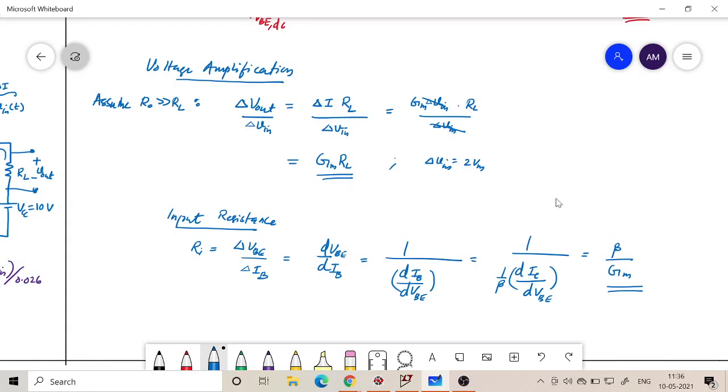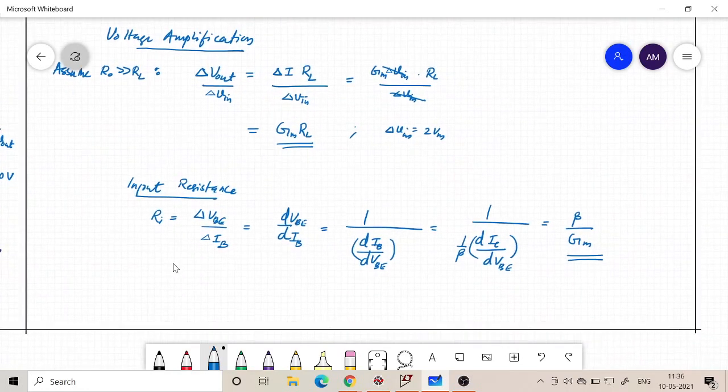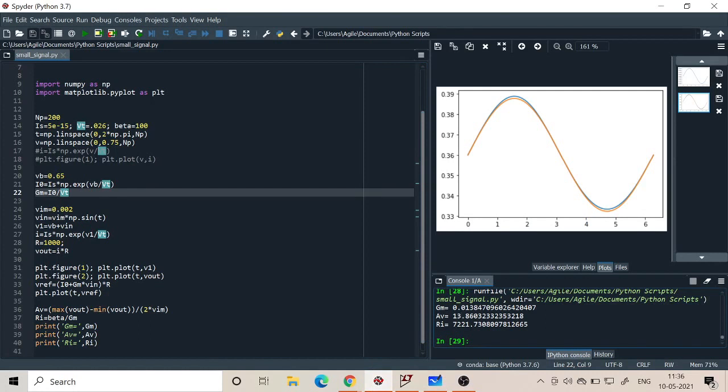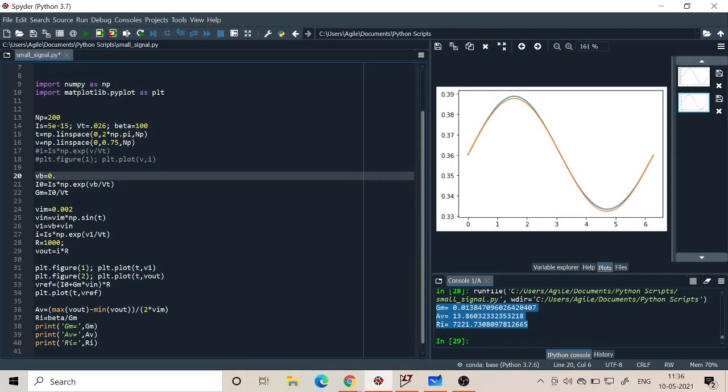So if the beta of the transistor is given, you can find GM as above and take the ratio. Look here: these things vary very much with respect to the change in the DC voltage. I am putting 0.7 first. Note now the GM is 0.01, the voltage gain AV is 13.8, and RI is 7000. Now I go to say 0.75.